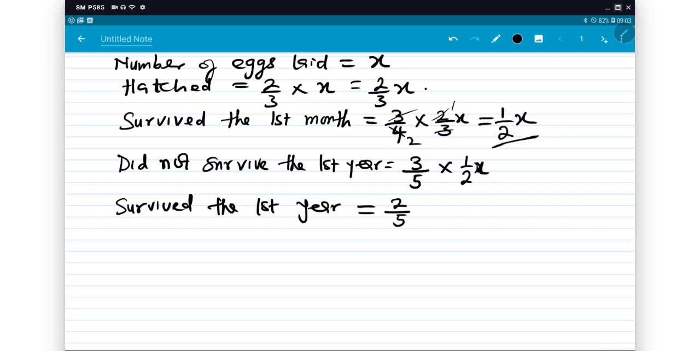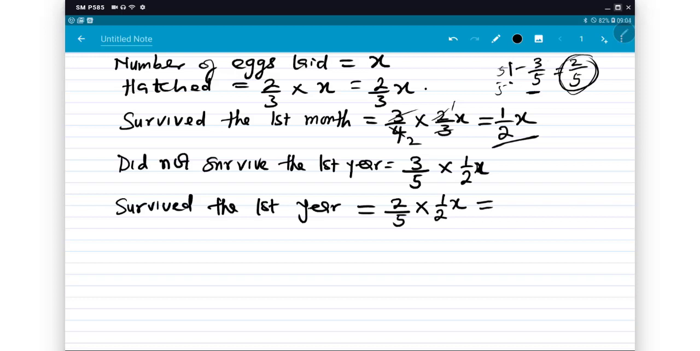So we are going to have 1 minus 3 over 5. If you remember the short method, that will give us 2 over 5. That's 5 over 5, so 5 minus 3, we have 2 over 5. So that means if 3 over 5 did not survive, then 2 over 5 survived. So survived the first year will be 2 over 5 of half x.